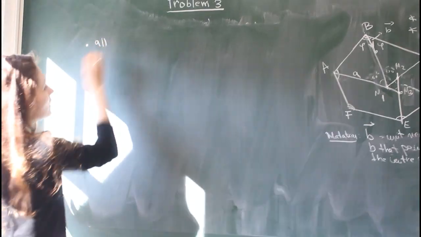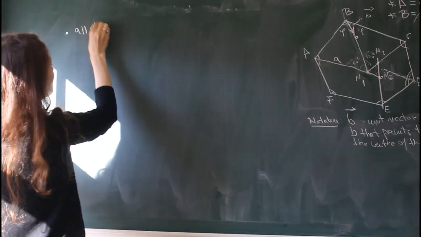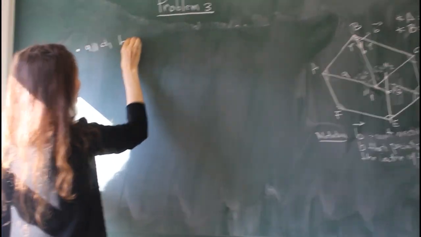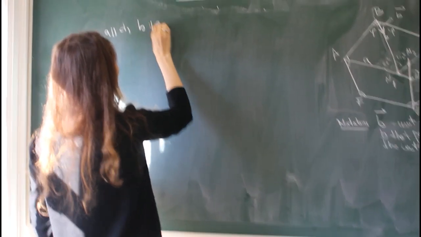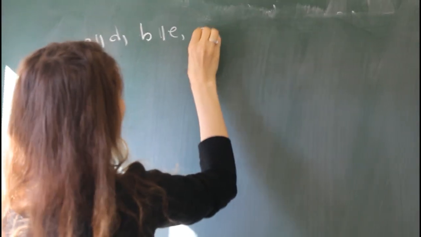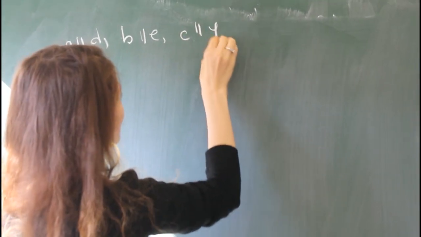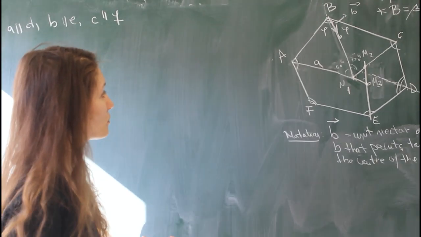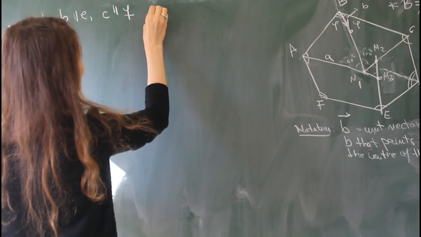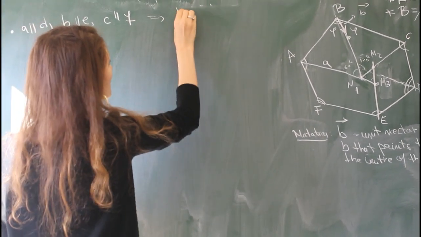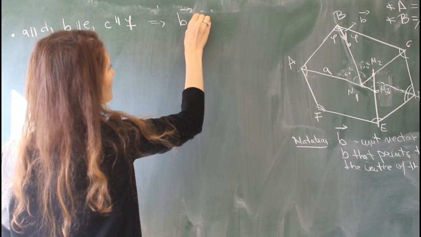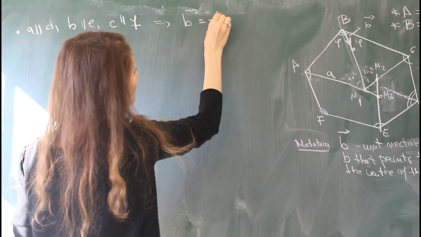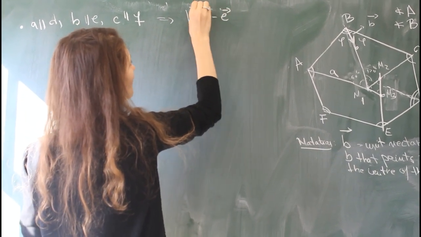So A is parallel to B, is parallel to E, and C is parallel to F, which, with our notation from here, also means that, for example, B vector is minus E vector.